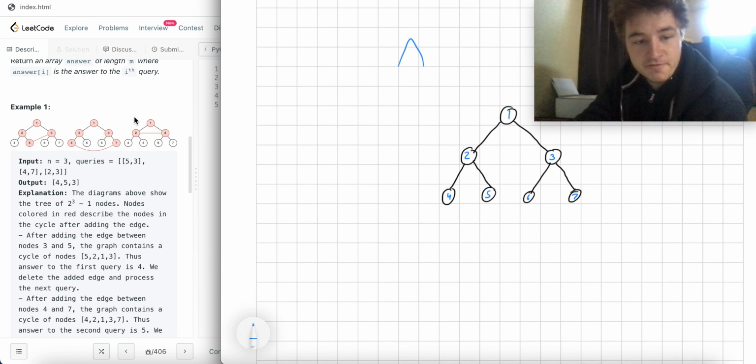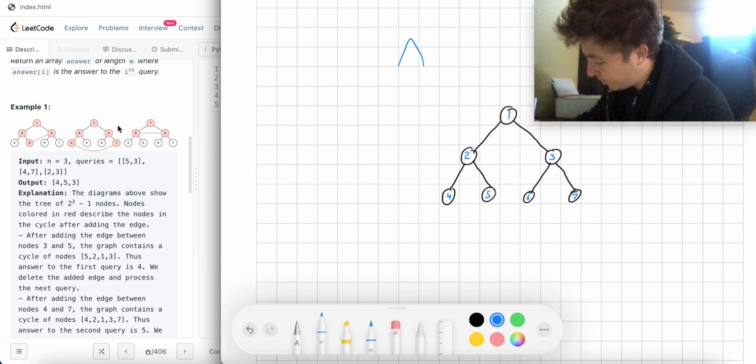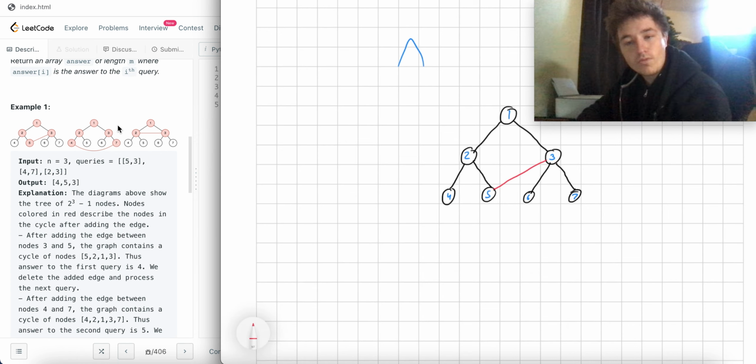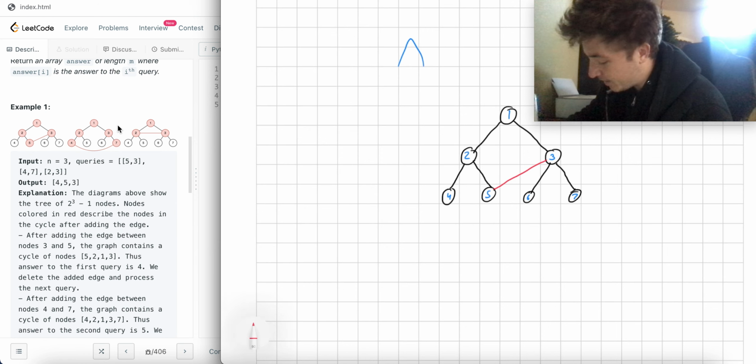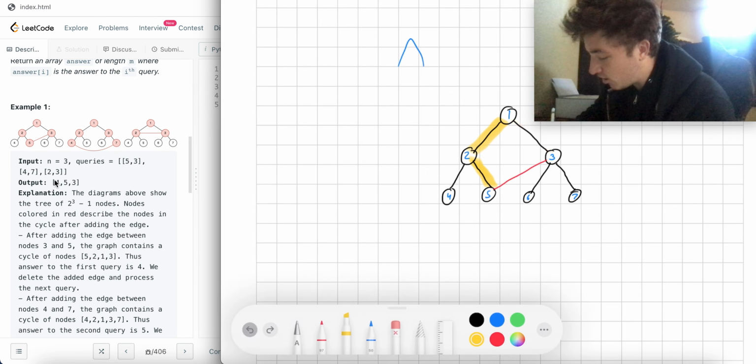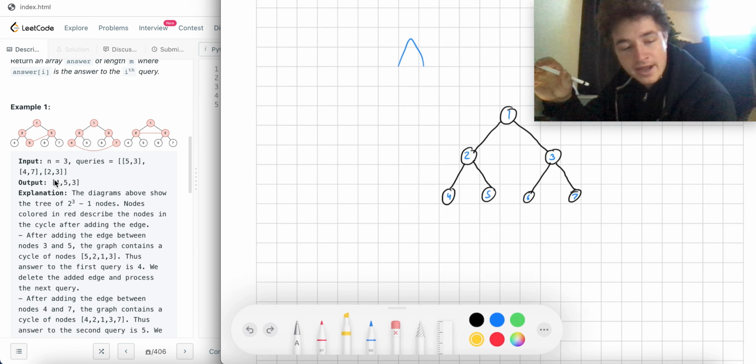Okay, so we have queries 5, 3. So if we have query 5, 3, that means that we connect 5 to 3. And then we figure out, okay, well, the cycle is here to here to here to here, right? And it has length 4. And then since each of these are independent, we then remove that added edge.